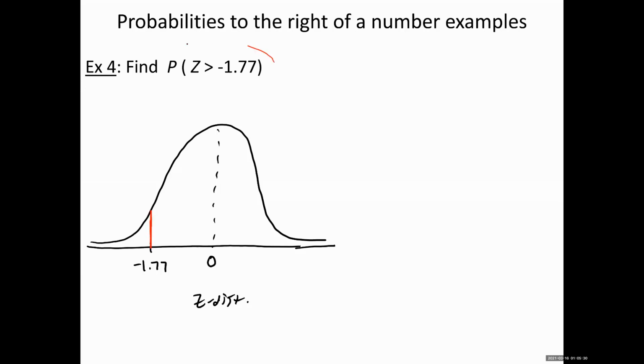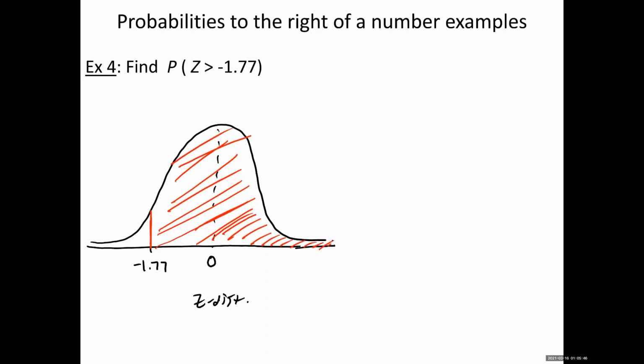And because it's probability z greater than negative 1.77, which side do I shade? The left of this line, of the red line, or the right of the line? The right. You shade to the right forever. Okay, so that's the picture for the area, the probability that we're looking for.